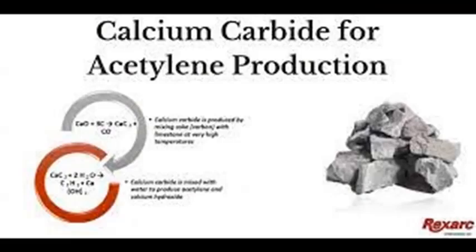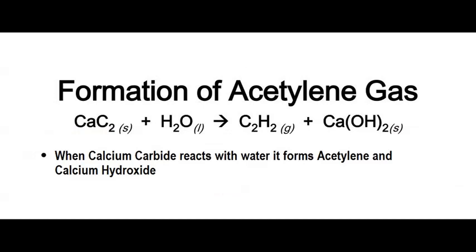The chemical reaction between calcium carbide and water produces not only acetylene gas but also calcium hydroxide, or caustic lime, as a precipitate. The chemical reaction that takes place is as shown on the screen. The reaction clearly shows that calcium carbide reacts with water and produces acetylene gas as well as calcium hydroxide.